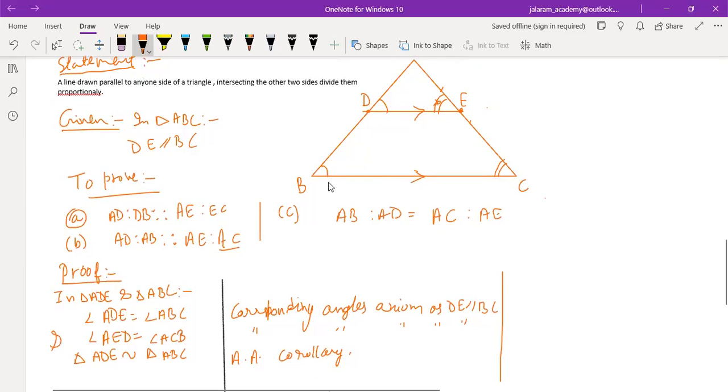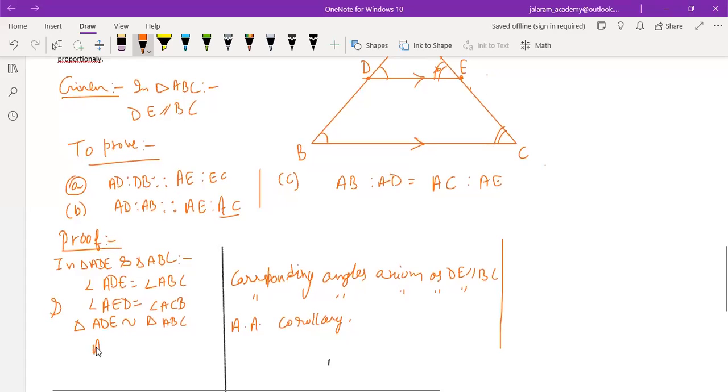It means AD upon AB, the side opposite to angle AED is AD, the side opposite to angle ACB is AB, equals AE upon AC, the side opposite to angle ADE is AE, and the side opposite to angle ABC is AC. Equals the third one: if we cut A, D and E are the remaining points, so DE is the third side, DE upon BC, the third side after AB and AC.